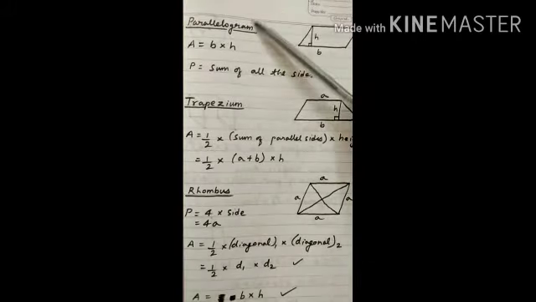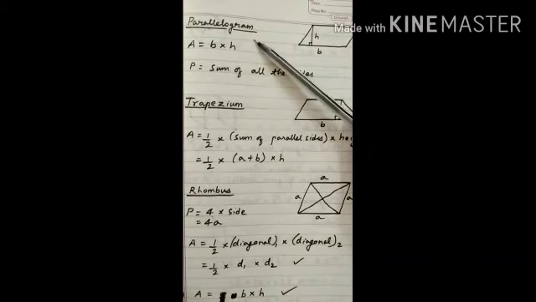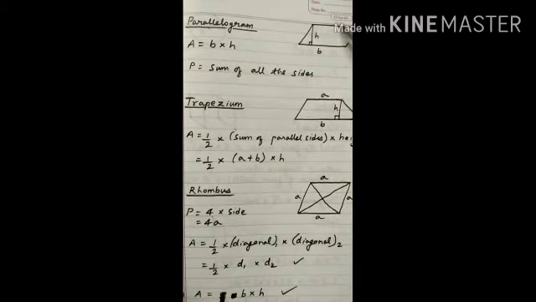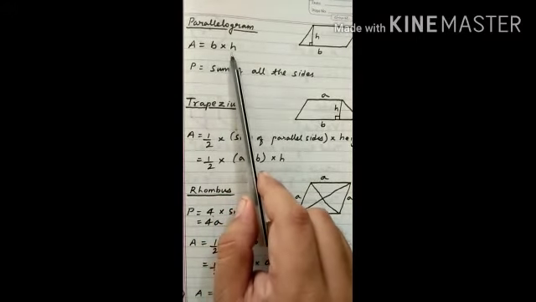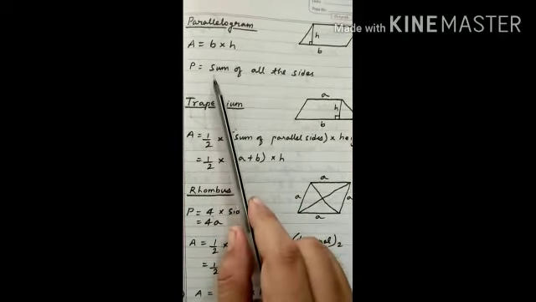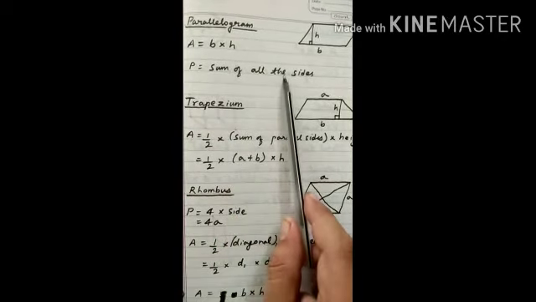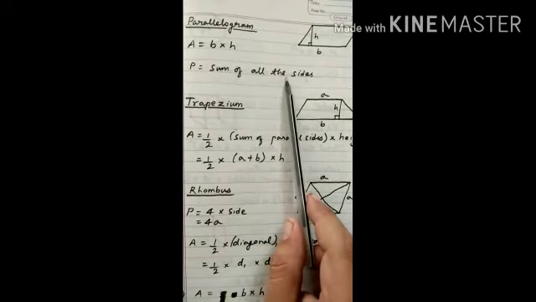Next is a parallelogram. A parallelogram has opposite sides equal and parallel to each other. Both the opposite pairs are equal and parallel to each other. Area of a parallelogram equals base into height. And perimeter of a parallelogram equals the sum of all the sides.